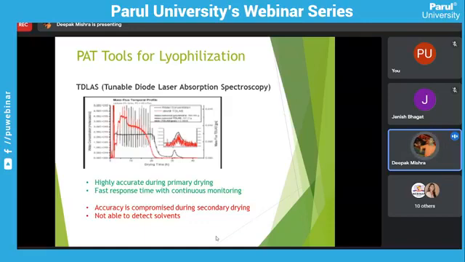The drawback is that accuracy is compromised during secondary drying, and it is not able to detect solvent. So it is useful only for water detection. So that's the drawback.